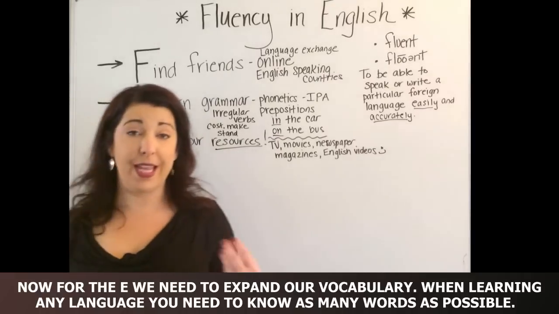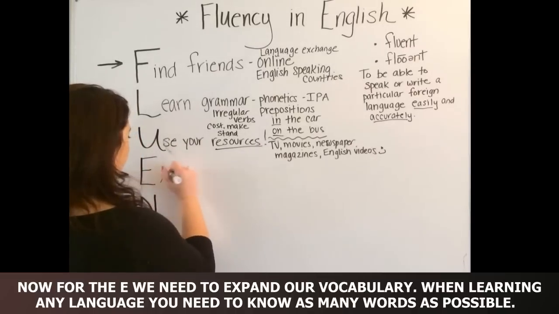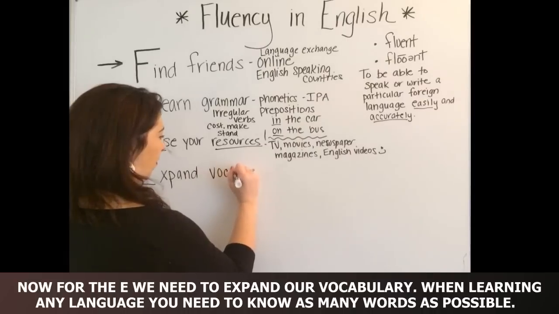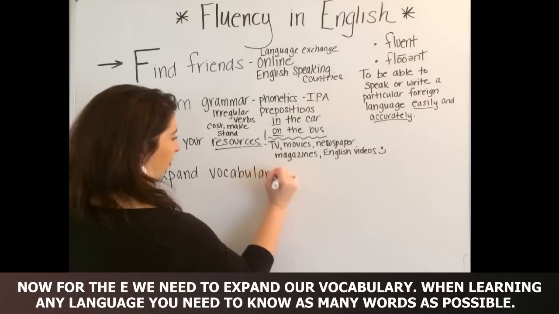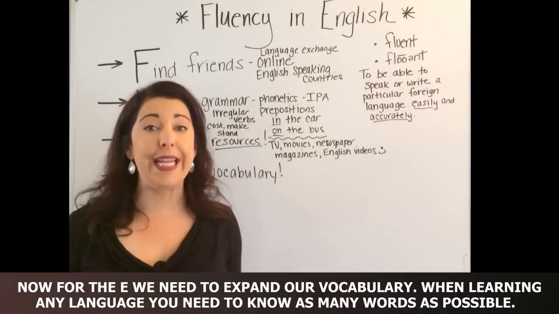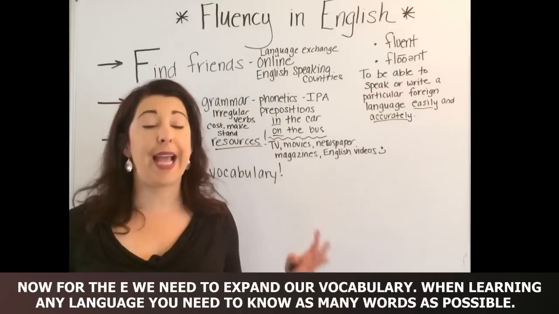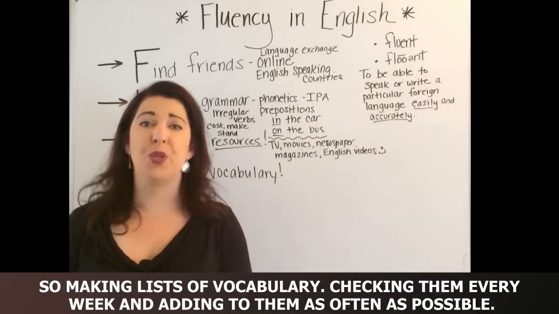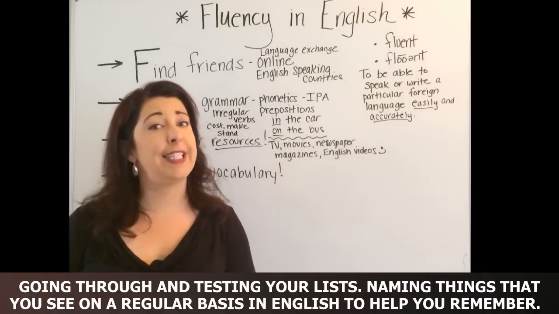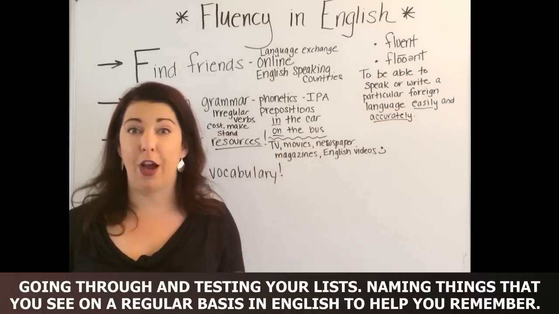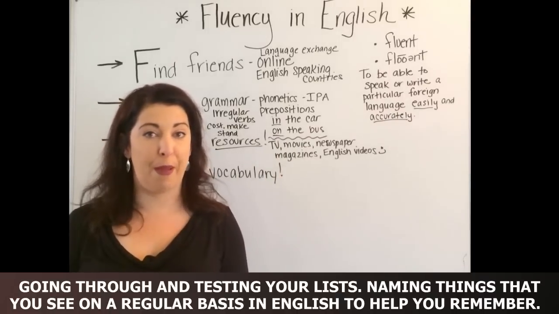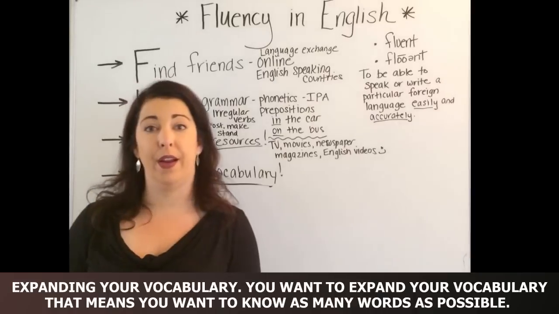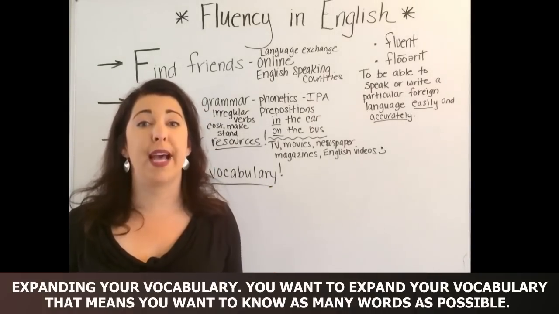Now, for the E, we need to expand our vocabulary. When learning any language, you need to know as many words as possible. So making lists of vocabulary, checking them every week and adding to them as often as possible, going through and testing your lists, naming things that you see on a regular basis in English to help you remember, expanding your vocabulary. You want to expand your vocabulary. That means you want to know as many words as possible.